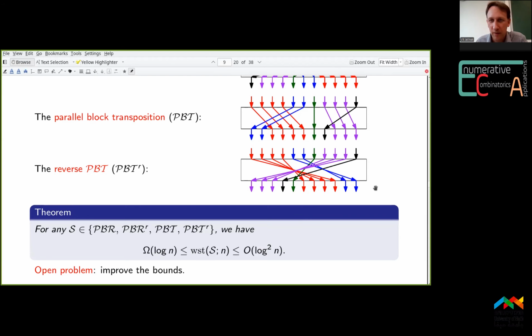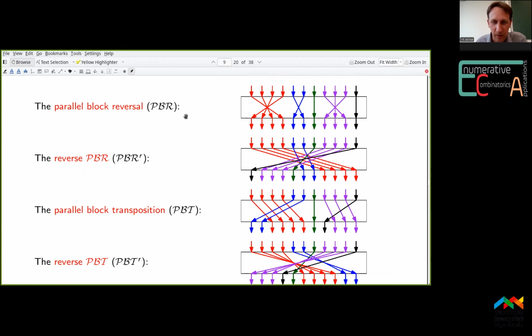If you can think of some clever way to use any of these operations to sort any input in asymptotically fewer than log squared n steps, or if you can see any reason why these operations, or any one of these operations, couldn't sort some sequence in asymptotically log n steps, I certainly would be interested in hearing about that.